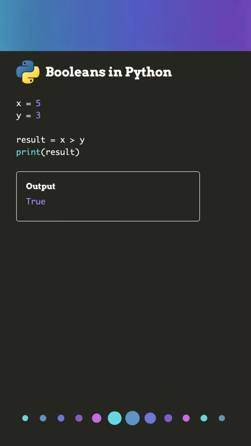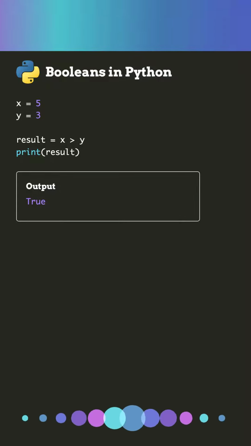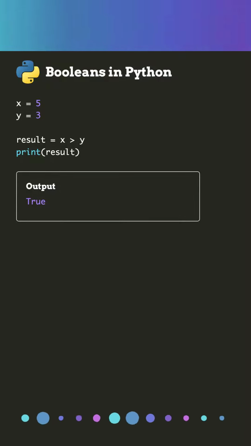Now let's see how Booleans result from comparisons using relational operators like less than, greater than, equals to, and not equal to. In this code block, we compare x and y using the greater than operator, which checks if x is greater than y. Since 5 is greater than 3, the result is true.